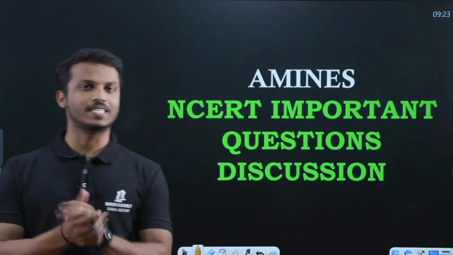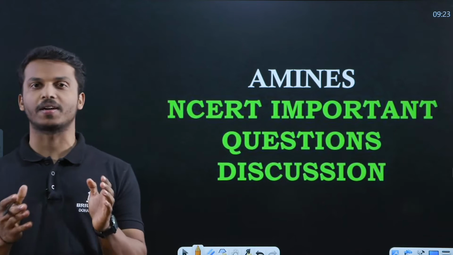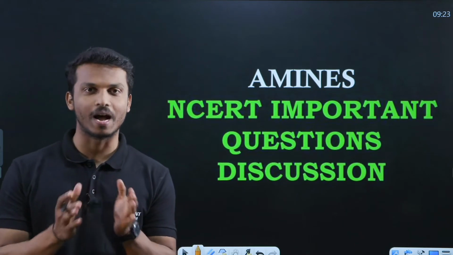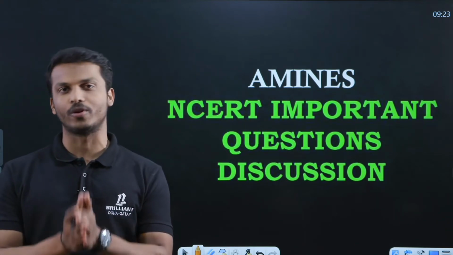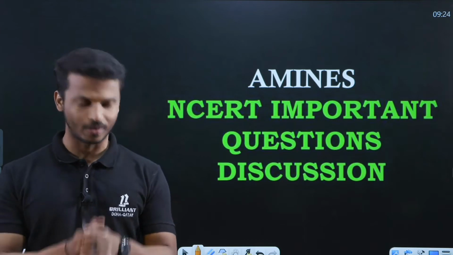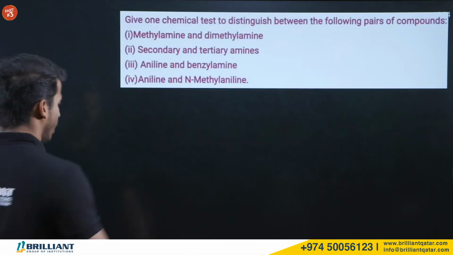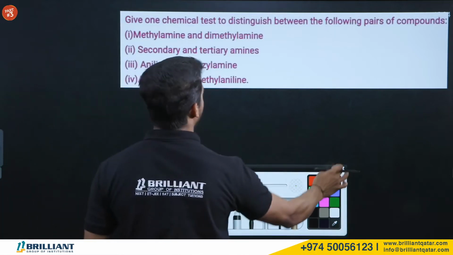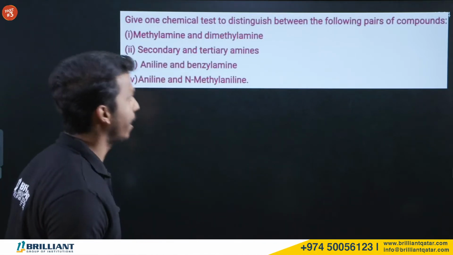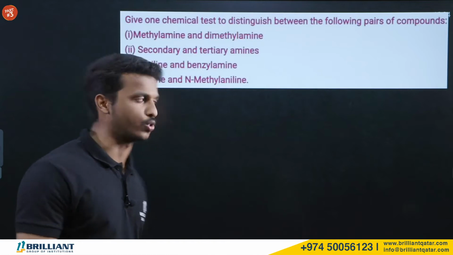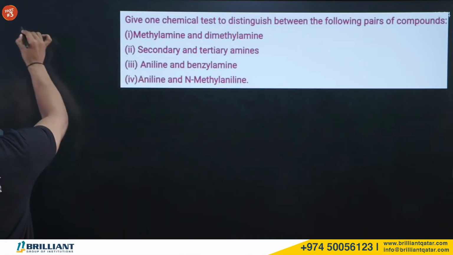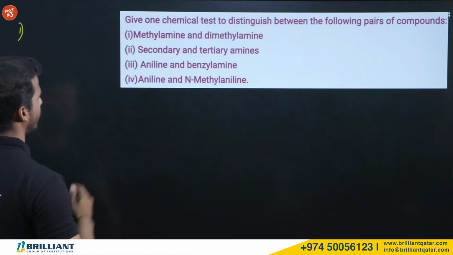Here we are going to discuss the most important NCERT question from the chapter Amines, the organic chapter Amines, for your term 2 examination. Alright, so we can enter into the next one. Give one chemical test to distinguish between the following pair of compounds. Very important question. Dear student, mainly in this chapter we are dealing with the distinction tests.